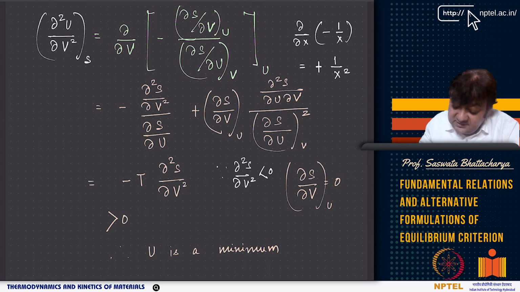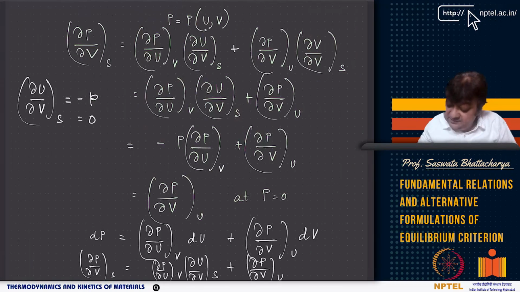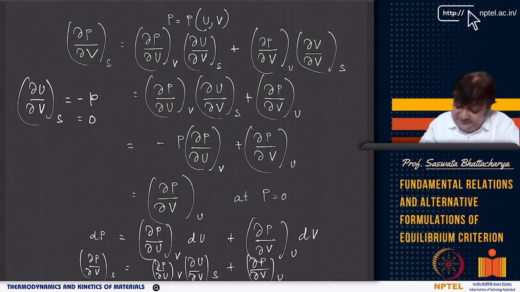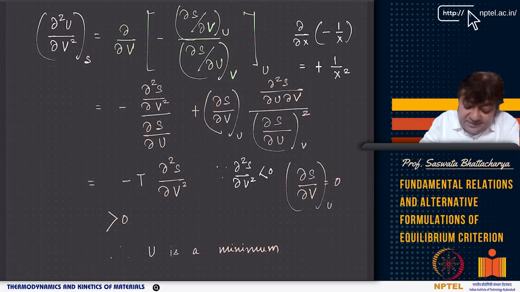It is equal to this term, which comes out to be minus del P del V at constant U. First of all it is minus del P del V at constant S, but we have proved that it is minus del P del V at constant U. Then from entropy maximum, del S del V at constant U equals 0. So you have minus T del 2S del V square, and del 2S del V square is less than 0 from the entropy maximum principle. This makes this negative, this is also negative, T is positive, so this has to be greater than 0. Therefore, U has to be a minimum.